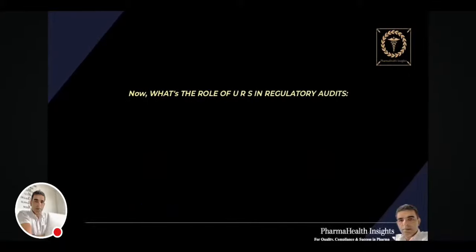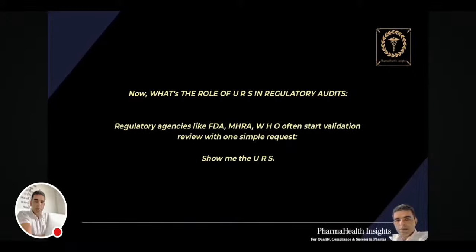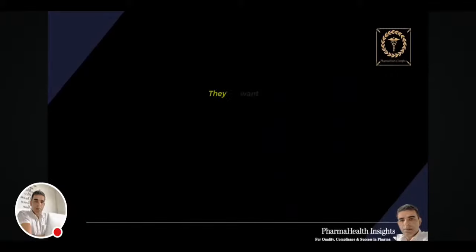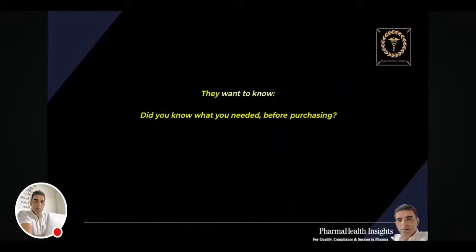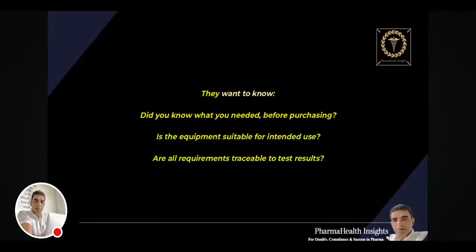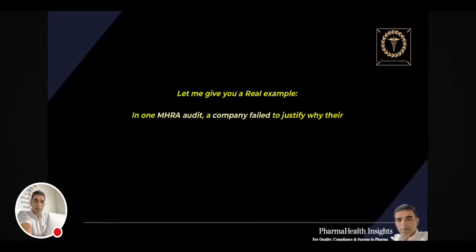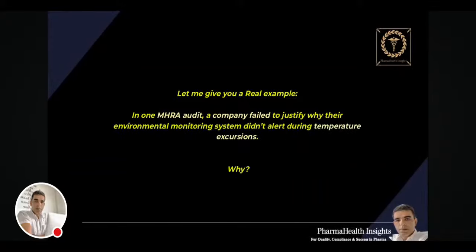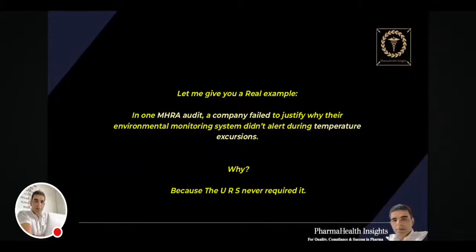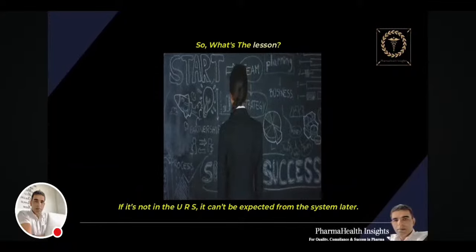Now, what's the role of URS in regulatory audits? Regulatory agencies like FDA, MHRA, WHO often start validation review with one simple request: show me the URS. They want to know, did you know what you needed before purchasing? Is the equipment suitable for intended use? Are all requirements traceable to test results? Let me give you a real example. In one MHRA audit, a company failed to justify why their environmental monitoring system didn't alert during temperature excursions. Why? Because the URS never required it. So, what's the lesson? If it's not in the URS, it can't be expected from the system later.